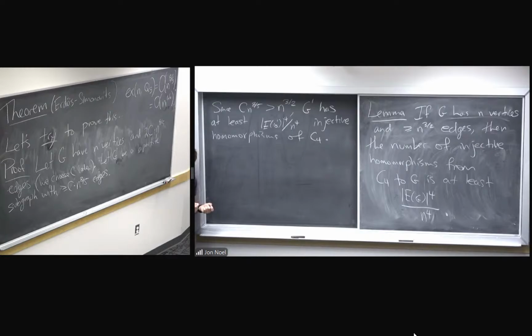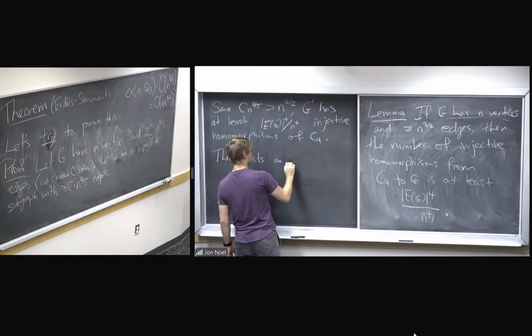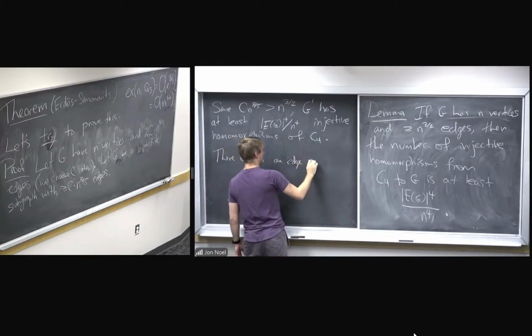Okay. So I've got a lot of 4 cycles. I can now do a sort of pigeonhole thing to say, okay, if I've got a lot of 4 cycles, then there must be an edge that's contained in a lot of 4 cycles. So if I just divide by the number of edges, there must exist an edge UV.